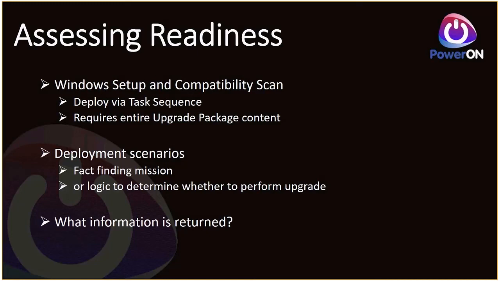This will report to the machines that you've deployed to, whether or not they're ready for running Windows 10. It does require the entire operating system package to be part of that content and downloaded by the client in order to run that compatibility scan. And then it returns whether or not we are going to be good to go for that particular device for moving to Windows 10. So there's two types of scenarios. You could use this as a fact-finding mission by deploying it to the full estate or a subset of your estate. Or you could use it as a nice check method in your actual proper OSD task sequence to upgrade the machine.